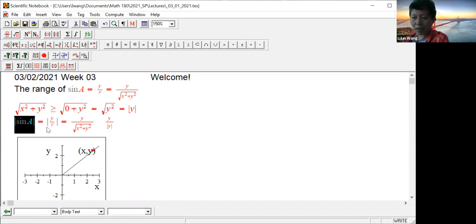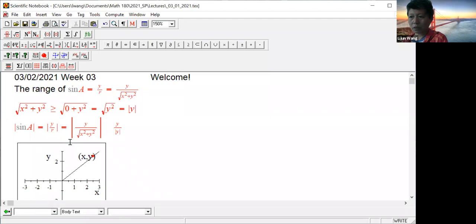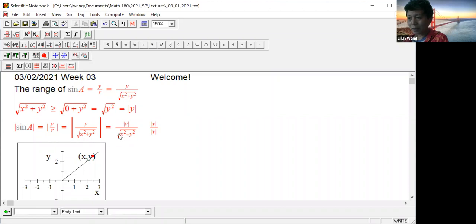So I'm taking this absolute value. The denominator is positive, and as a result I can drop the absolute value for the denominator and put the absolute value right there. Now this is the absolute value. I substitute the denominator by something smaller than the original denominator.